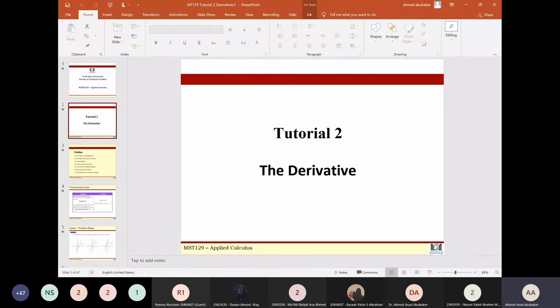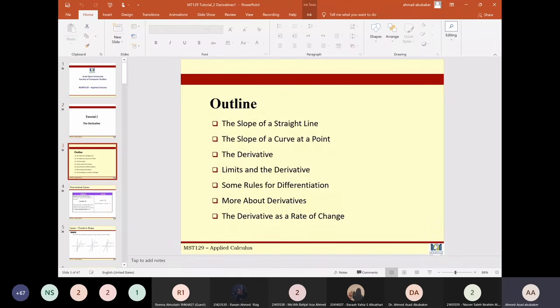Inshallah, today we will start with chapter, or tutorial number 2, the derivatives. This is a very important chapter. We will start this chapter this week, and inshallah, next week we will finish all the subjects for this chapter. Okay, we have slope.